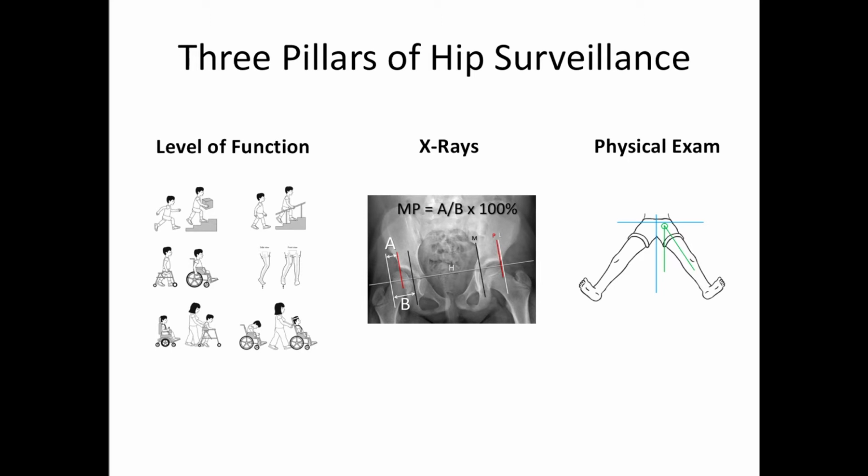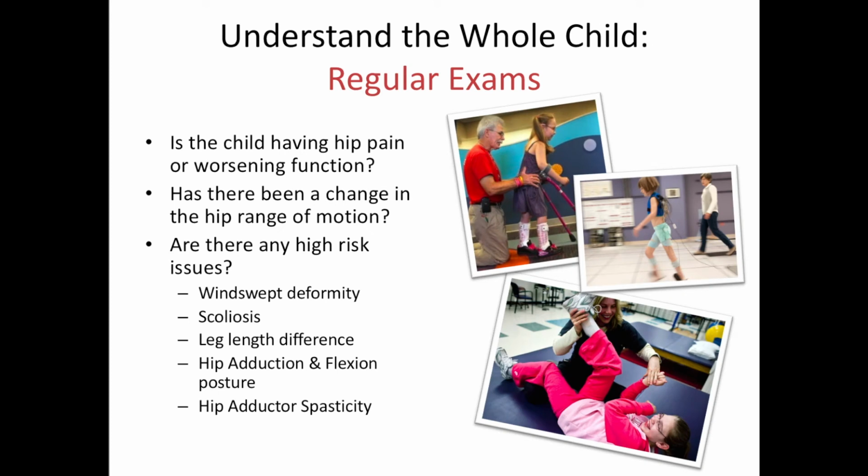The final very important pillar of hip surveillance is the physical exam. Regular exams are very important, and we should be asking children at each of these appointments whether they're having hip pain or worsening function, whether there's been a change in the hip range of motion, and we should be evaluating the children to see if they have any of these high-risk issues: windswept leg deformity, scoliosis, a leg length difference, hip adduction and flexion posturing, or hip adductor spasticity.